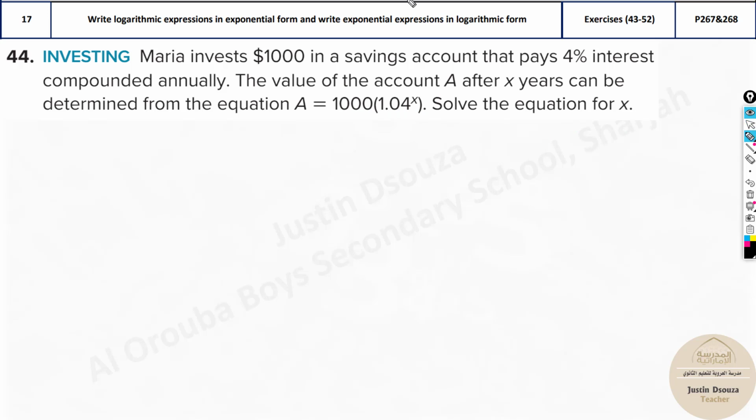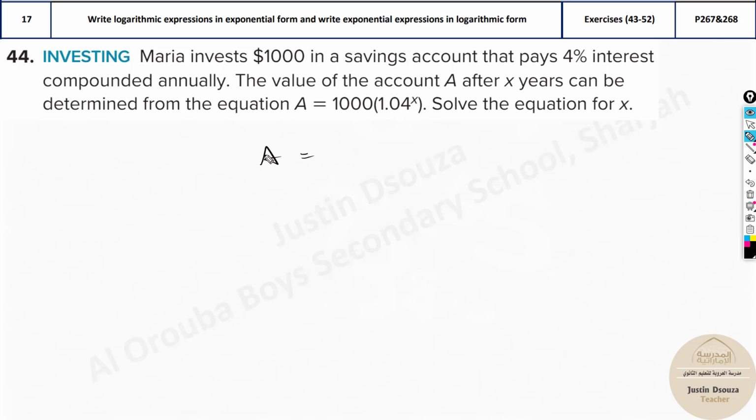There's nothing to worry. I thought we have to know the interest formula and everything, but no, nothing. They have just given the equation. All you need to do is solve this. So the value of the account A after x years is given over here. Here we just have to solve this, simplify this equation and get it in terms of x.